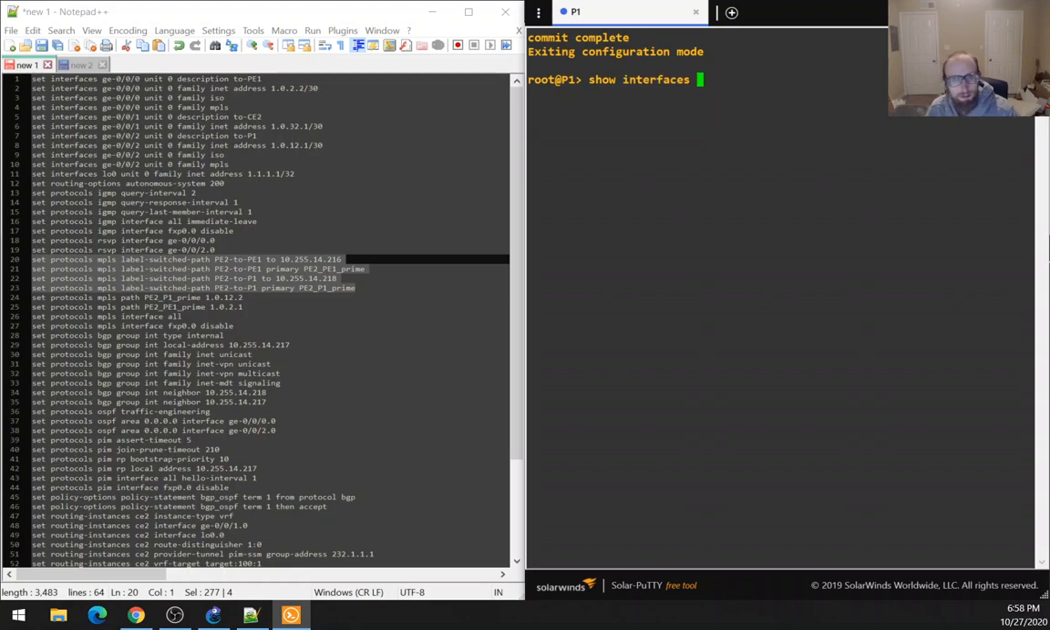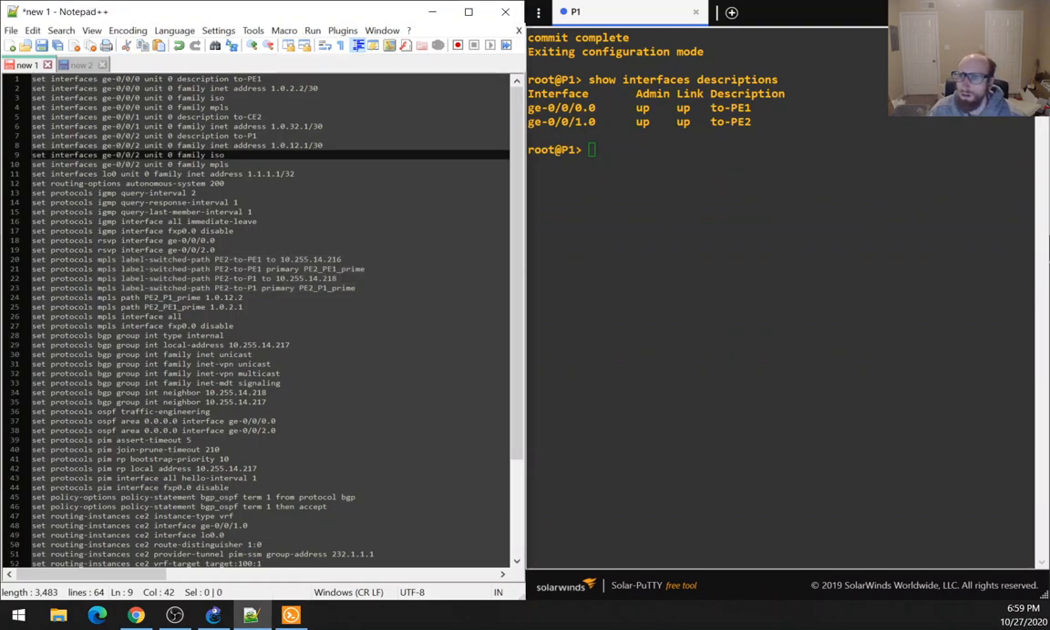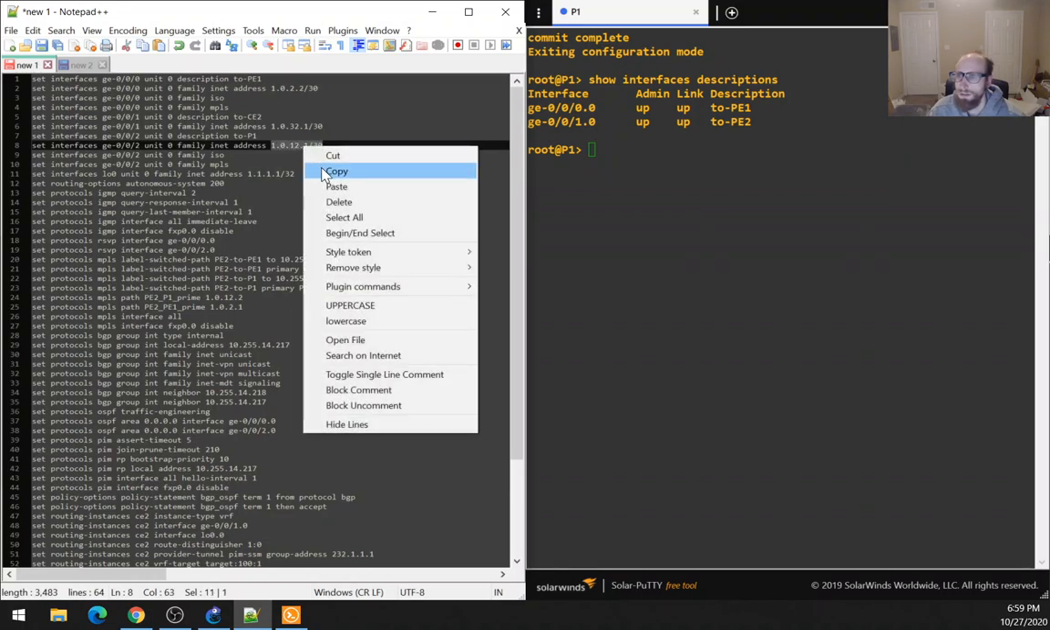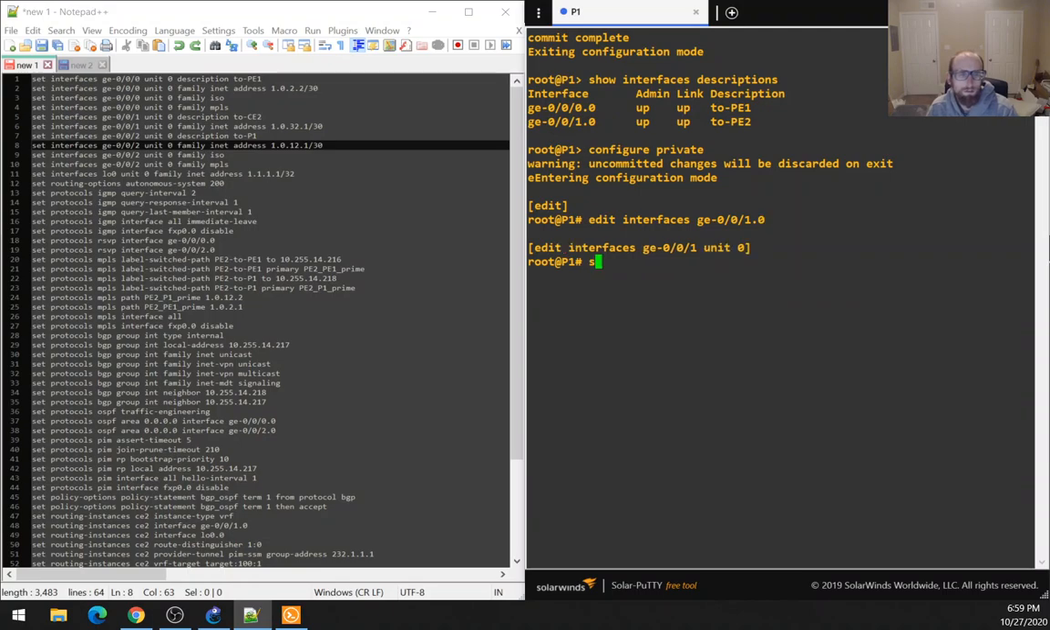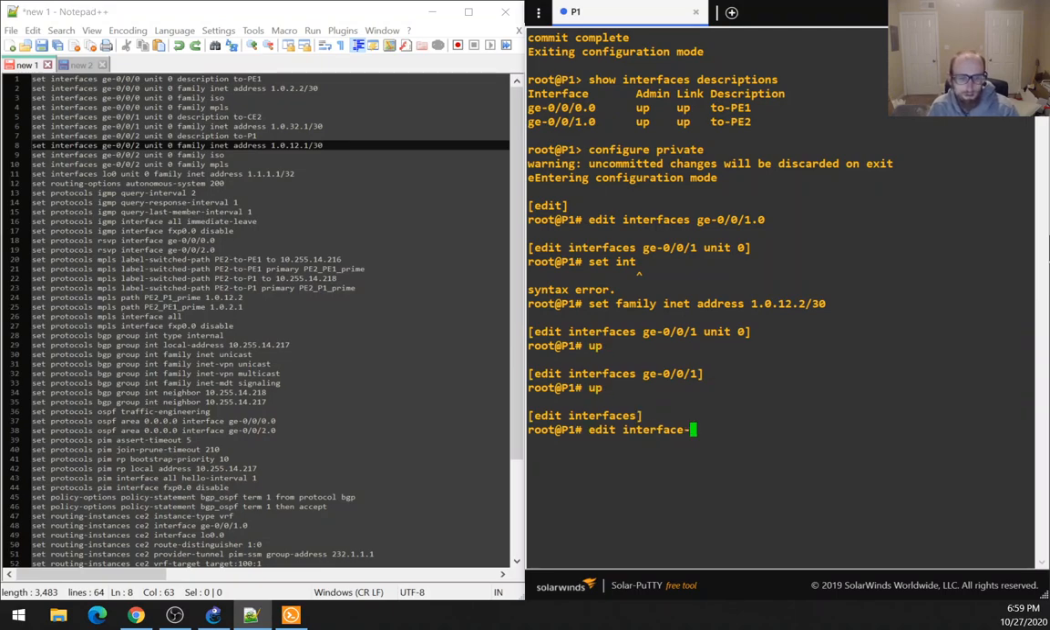Okay, so show int descriptions. This is to P1. So we need this subnet. So this set interface. Perfect. Yep, that's it. Okay, so edit int.